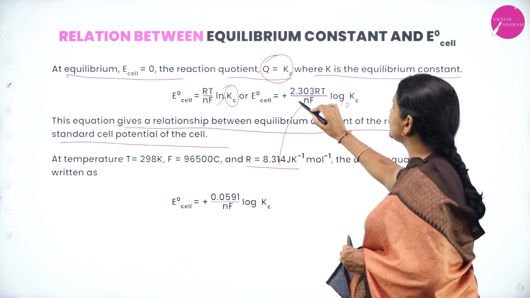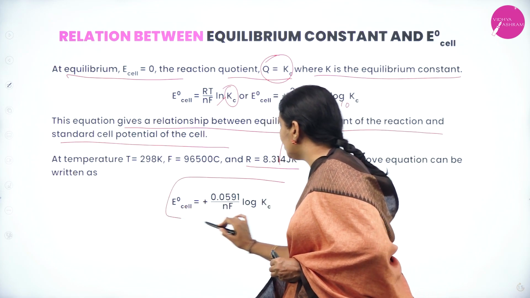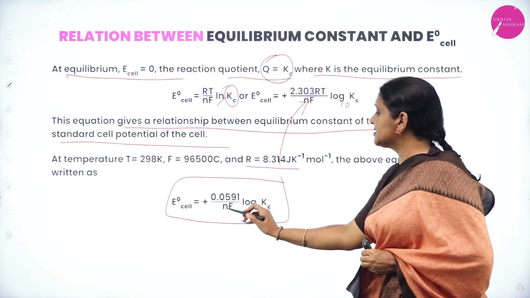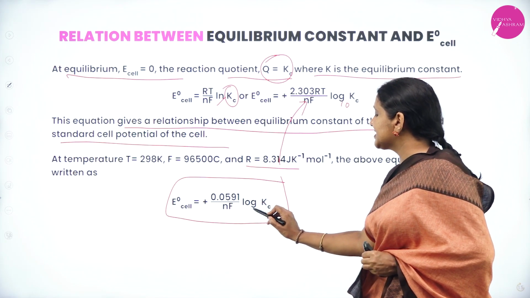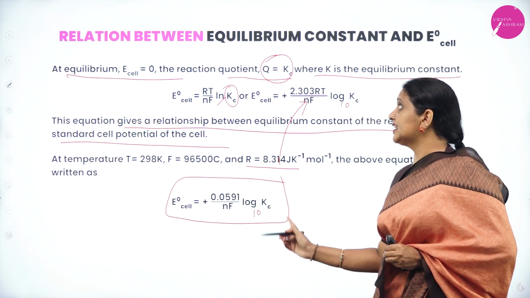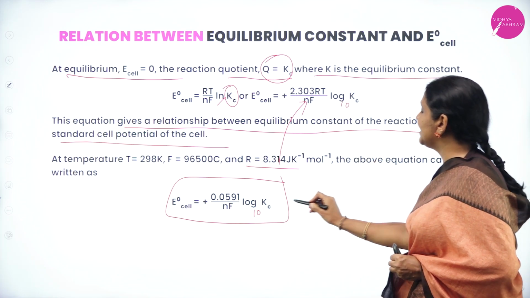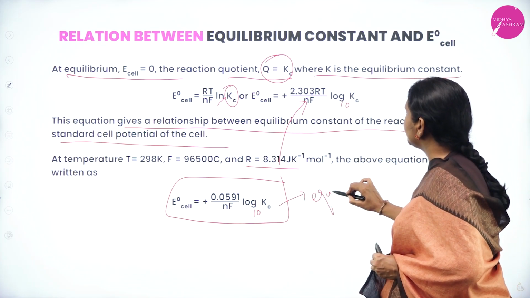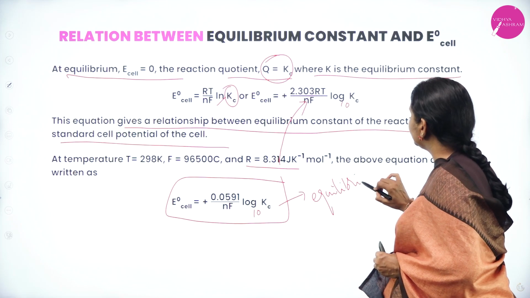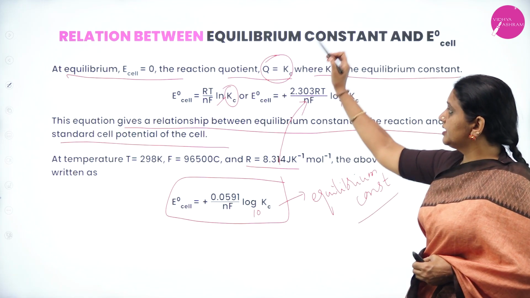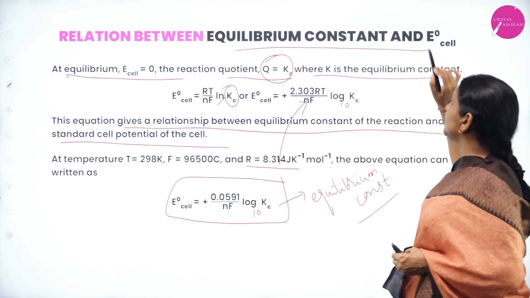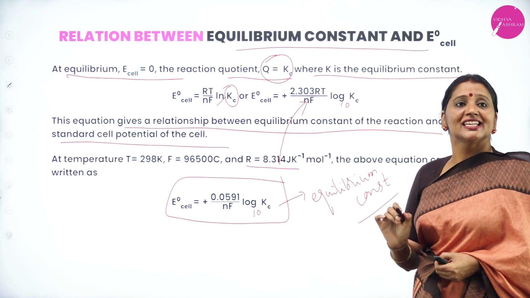If you substitute these values here, the simplified form is E naught cell is equal to plus 0.0591 divided by n log Kc to the base 10. This is the relationship between E naught cell and Kc, the equilibrium constant. So, this is about the relationship between the equilibrium constant as well as E naught cell.